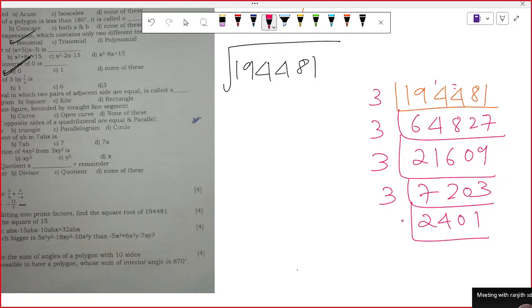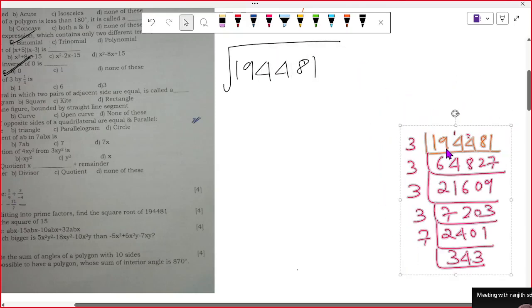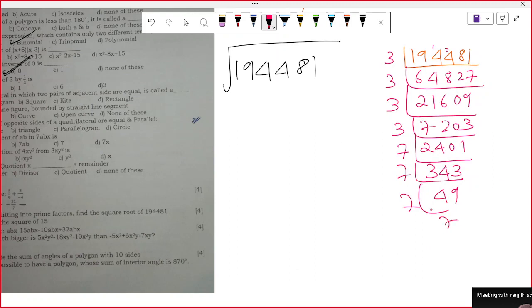So then 7 into 343, sir, because it's not divisible by 3 anymore. It's not divisible by 3. 7 into 343. Did you all use the 7 times table here to reduce? Okay, 7 into 343. Next, 7 into 49 and then 7 into 7. Then 7 ones are 7, sir. 7 into 1.